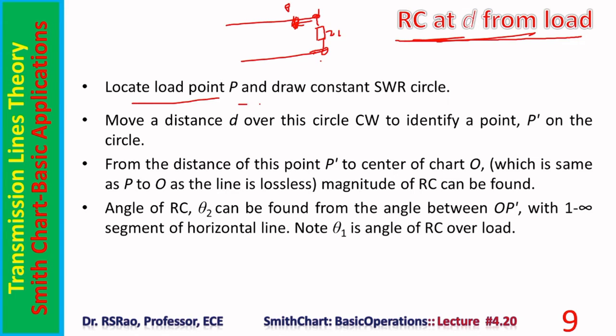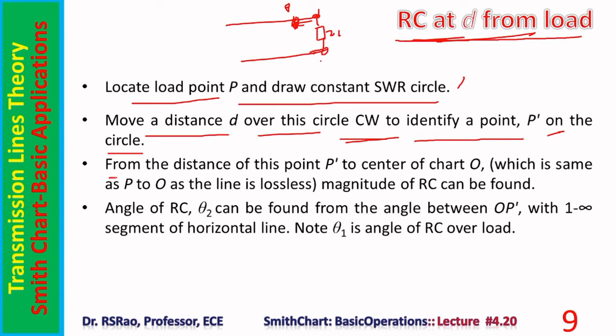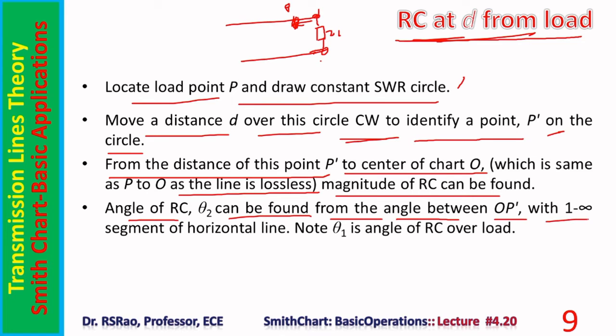Locate load point P and draw constant SWR circle. Move a distance D over this circle clockwise to identify a point P prime on the circle. The distance of this point P prime to the center of the chart O, which is same as P to O, as the line is lossless, gives magnitude of RC. Angle of RC, θ2, can be found from the angle between OP prime and one infinity segment of horizontal line. Note θ1 is angle of RC over the load.